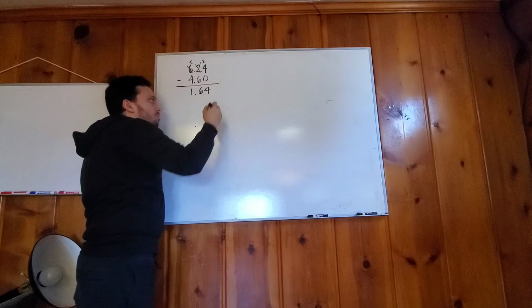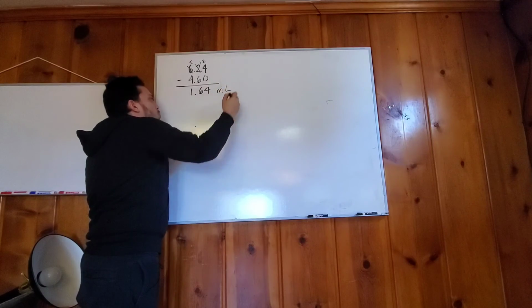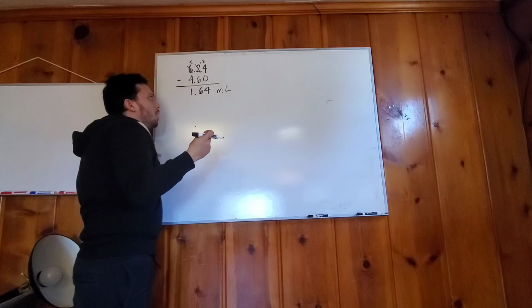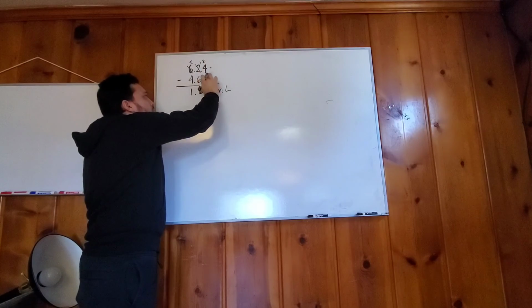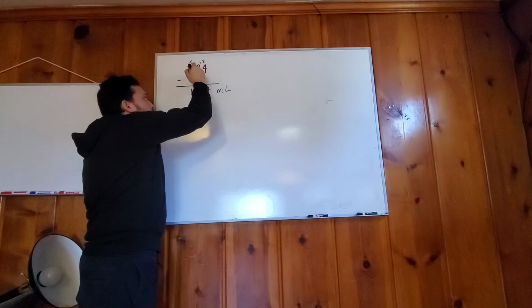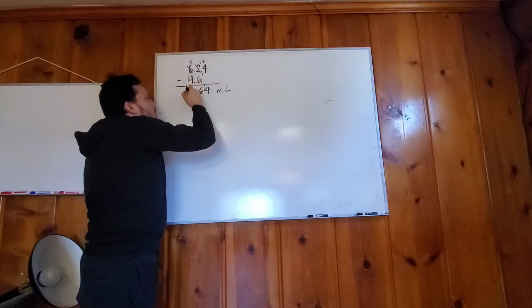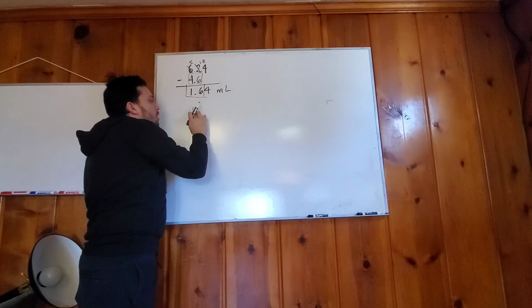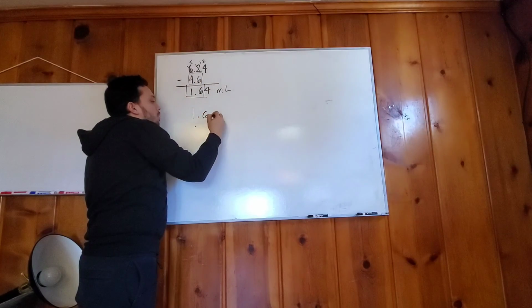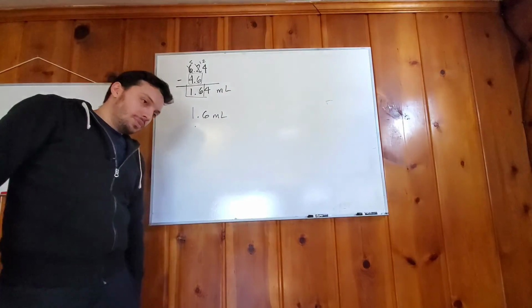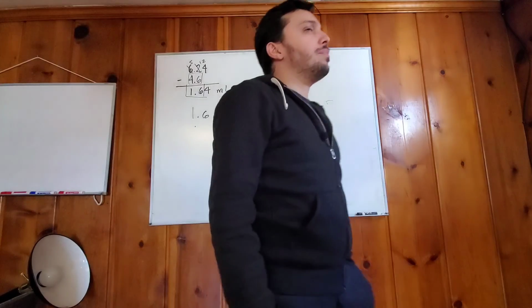1.64 milliliters. However, what they're going to tell you there is that you have to use the significant digits of the least amount, and we have 4.6, not 4.60. We have 4.6, which has only 2 significant digits, so the answer would be 1.6 milliliters, and voila, I am done.